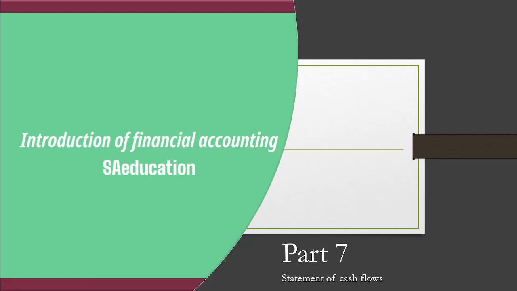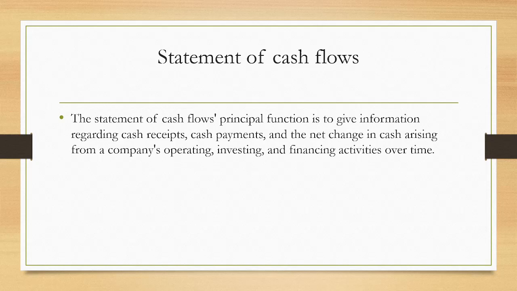Today we're going to go through the statement of cash flow. And what is the statement of cash flow, you may ask? Well, the statement of cash flow's principal function is to give information regarding cash payments and the net change in cash arising from a company's operating, investing, and financing activities over time. So these three activities, operating, investing, and financing, are what you are going to look after when you do a statement of cash flow, basically.